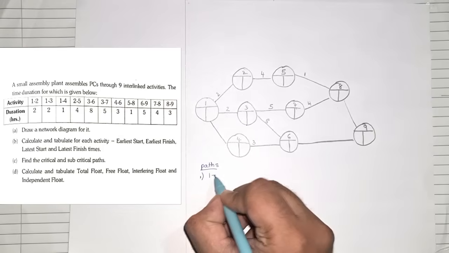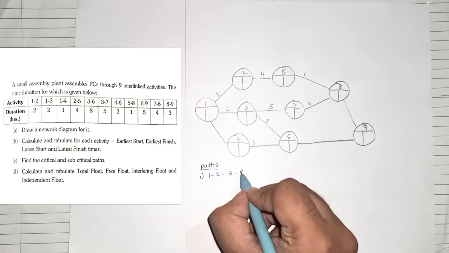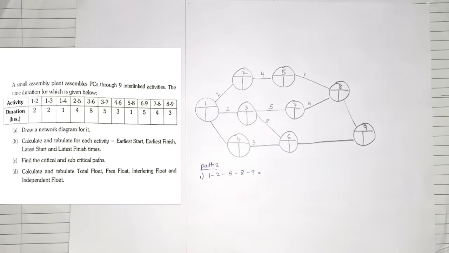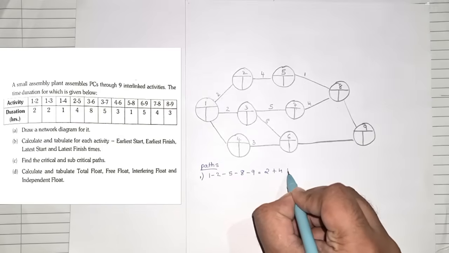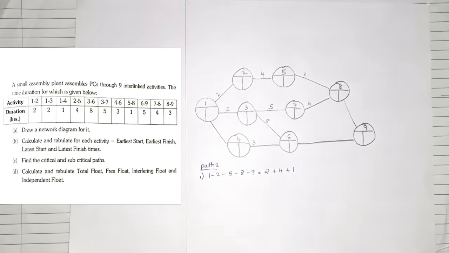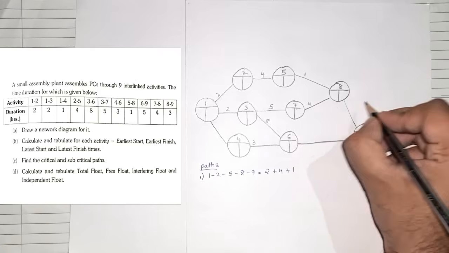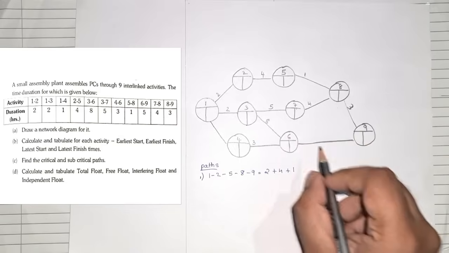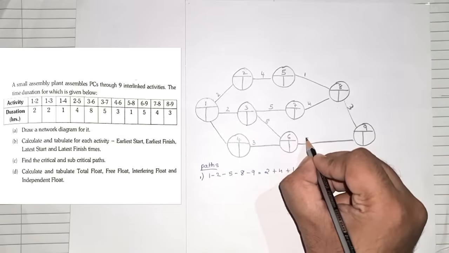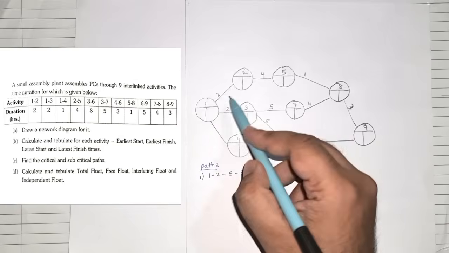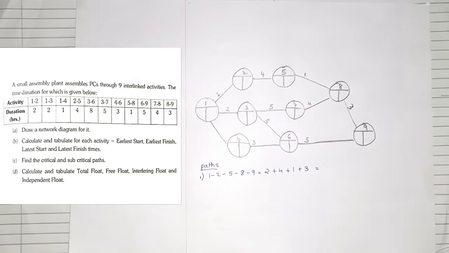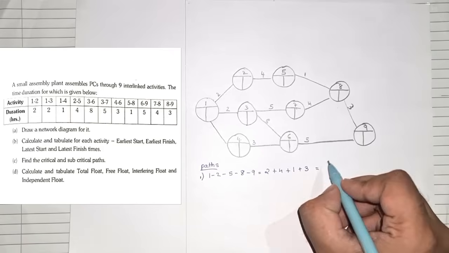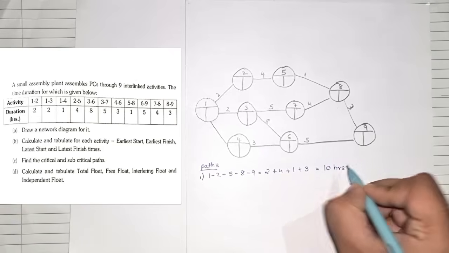So I'll have from 1 to 2 to 5 to 8 to 9, which is equal to, now we need to add up all the durations. So that was 2 plus 4 plus 1. Okay, one more thing, we forgot to note down the last two durations. 8 to 9 the duration was 3, and 6 to 9 the duration was 5. Okay, so now it's completed. So now 2 plus 4 plus 1 plus 3, so 6, 7, 8, 9, 10. So I have here 10 hours.